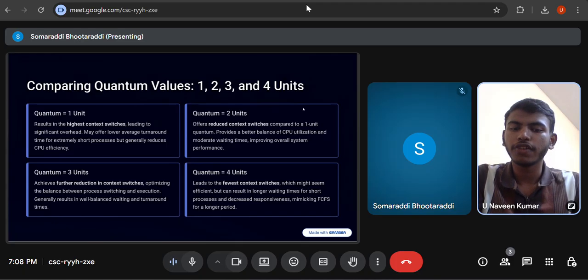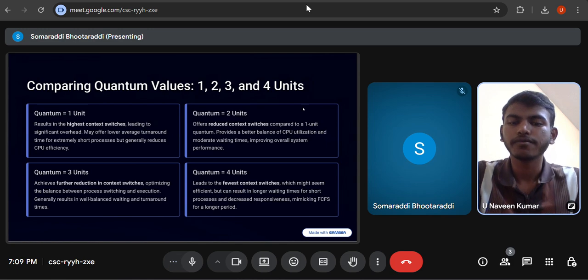And quantum equal to 3 units achieves a further reduction in context switches, optimizing the balance between process execution and switching. It has fewer context switches and is suitable for mixed workloads, meaning short plus long jobs. This quantum often gives the lowest waiting time for many common process sets.